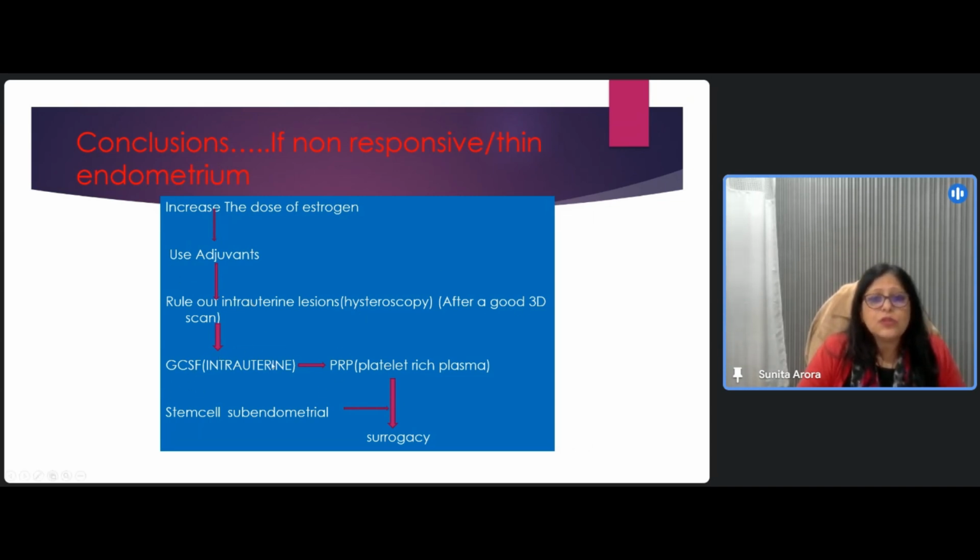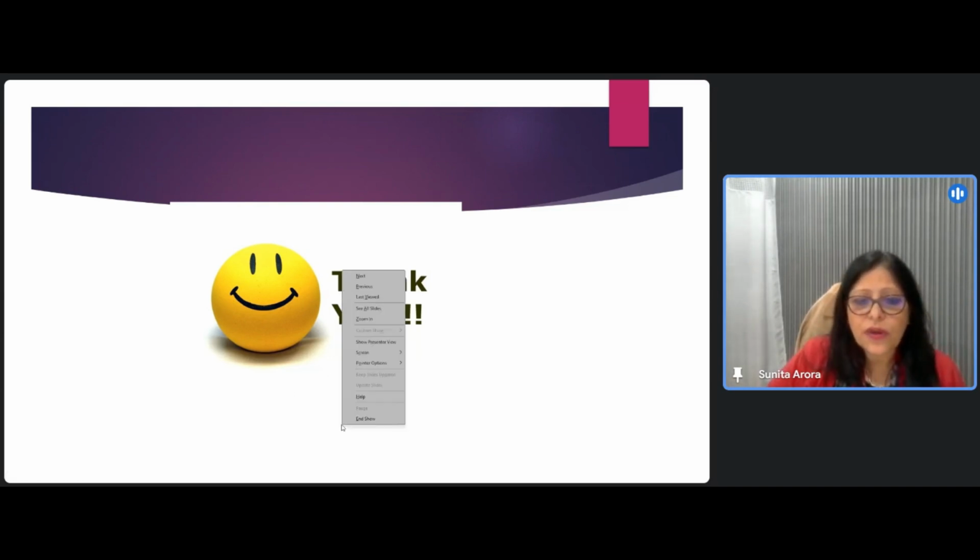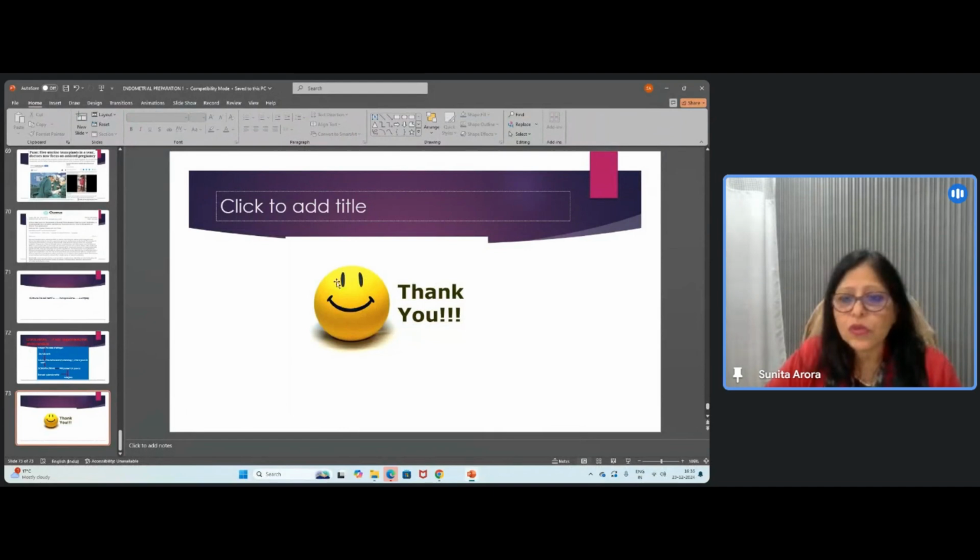And then GCSF also, my personal experience is it gives good outcomes as far as flows are concerned, because it acts by creating some injuries locally and increases the inflammation. And then of course PRP and subendometrial stem cell and all. And when nothing is working, the last resort is surrogacy. So that's all for my talk, and I have willingly not touched on thin endometrium because that is not today's topic. So thank you so much for your kind patience, and if you want to take the questions, maybe in the end, both is okay for me.